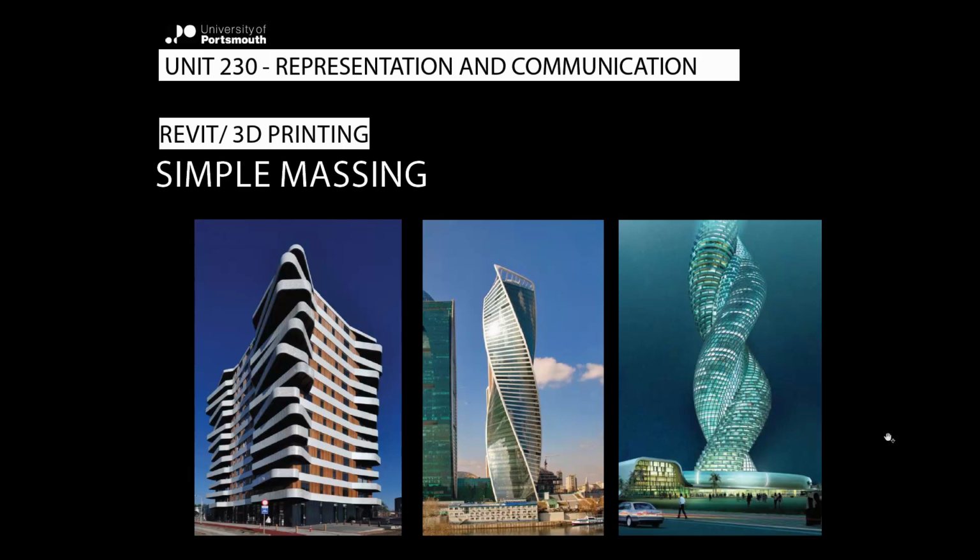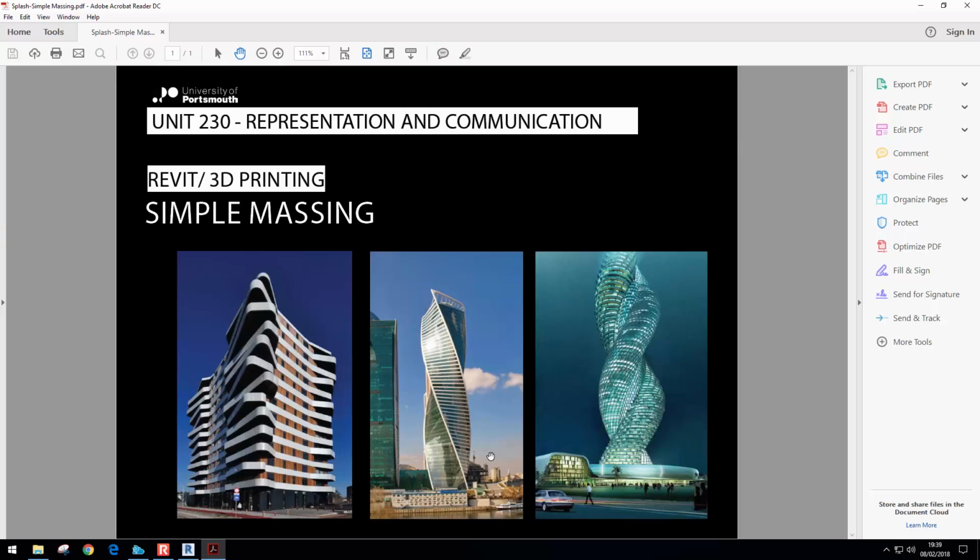Okay, this week we're going to be creating 3D physical models. We're going to be using Revit concept massing to create a form which will translate into an STL file for us to enable us to make a 3D model. So first of all, we're going to start off by making this form here, or a similar form to this.